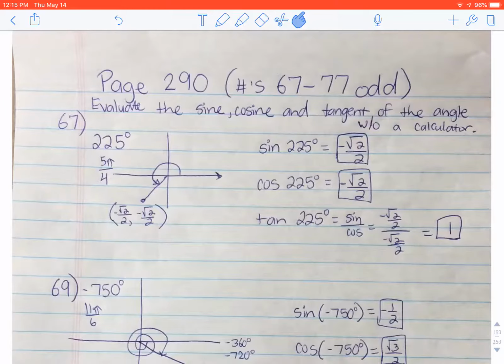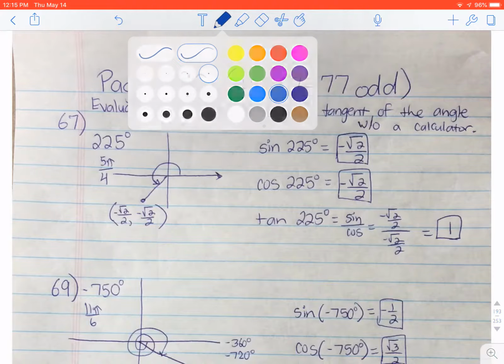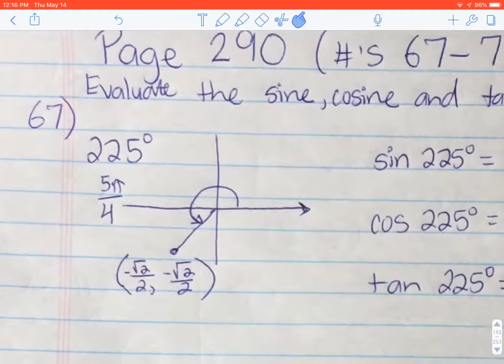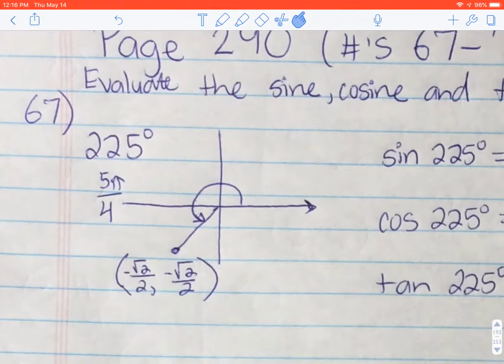Hi everyone. In this video, I am going to review homework solutions, page 290, numbers 67 to 77 odd. The directions for this are to evaluate the sine, cosine, and tangent of the angle without a calculator. So number 67, the problem is 225 degrees.